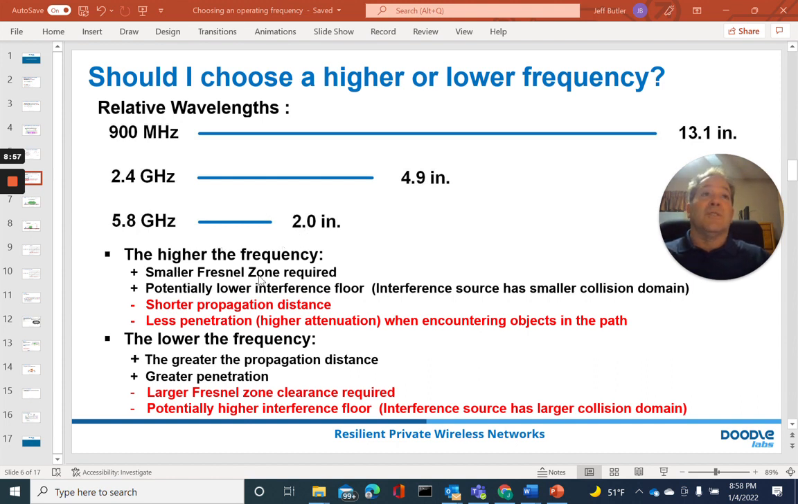So some advantages and disadvantages to both. Let's take a look at how these stack up. The higher the frequency, the smaller the Fresnel zone required. It means less clearance is required at higher frequencies, and we'll talk about that in some upcoming slides.